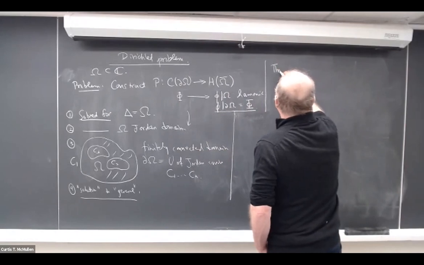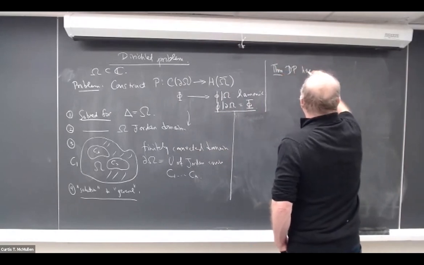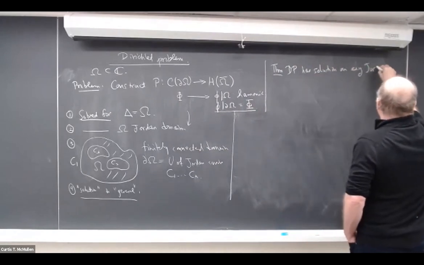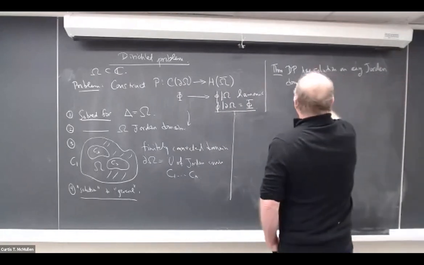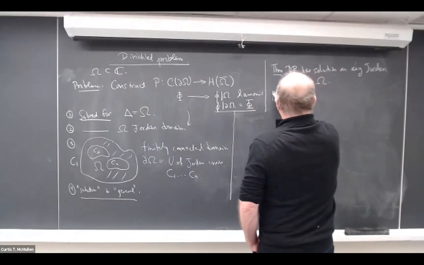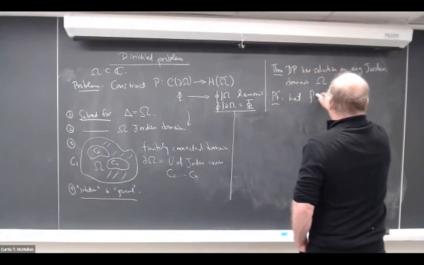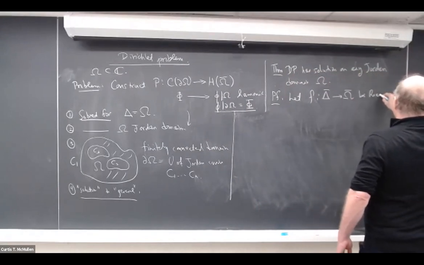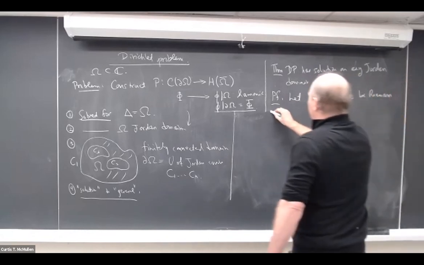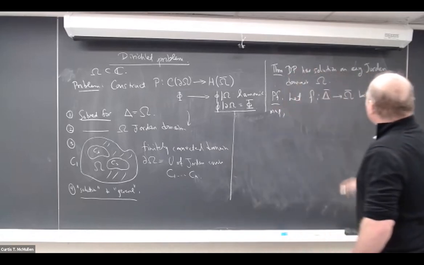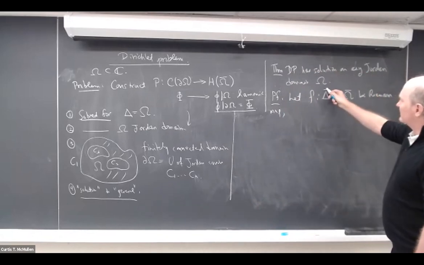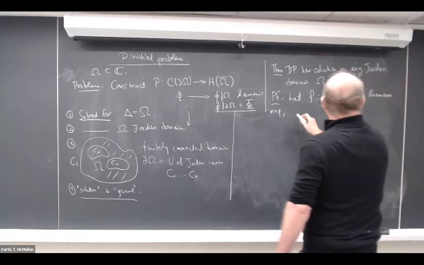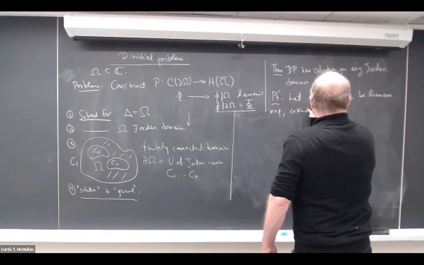So, theorem: the Dirichlet problem has a solution on any Jordan domain. The proof is just this. Let f from the closed disk to the closure of omega be the Riemann map, and remember that for Jordan domains, the map extends to the circle continuously, and in fact, it gives a homeomorphism from the closure of the disk to the closure of the image. So extended to S1.